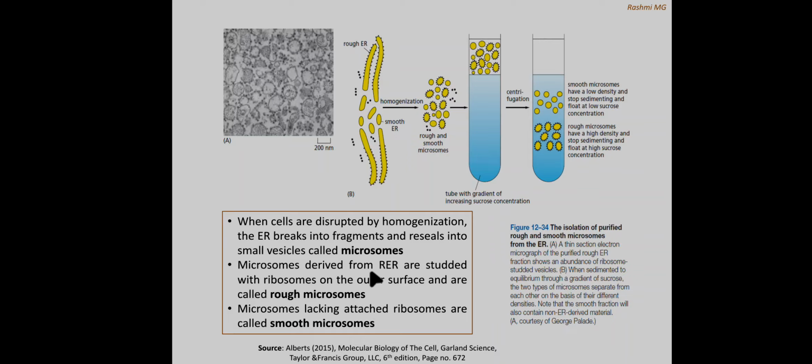Microsomes which are derived from rough endoplasmic reticulum studded with ribosomes are known as rough microsomes, and microsomes lacking ribosomes, derived from smooth endoplasmic reticulum, are known as smooth microsomes. Easy to remember.